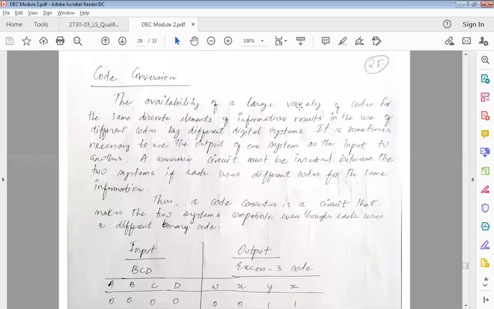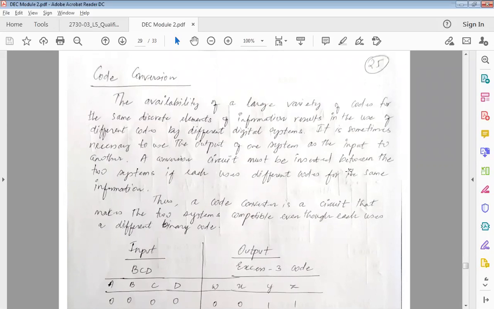The availability of a large variety of codes for the same discrete elements of information results in the use of different codes by different digital systems. It is sometimes necessary to use the output of one system as the input to the other. Systems are always connected one after the other. The output of the first stage is dependent on the second stage. So the output of the first stage becomes the input to the next stage, or the output of the nth stage is given to another stage, right?